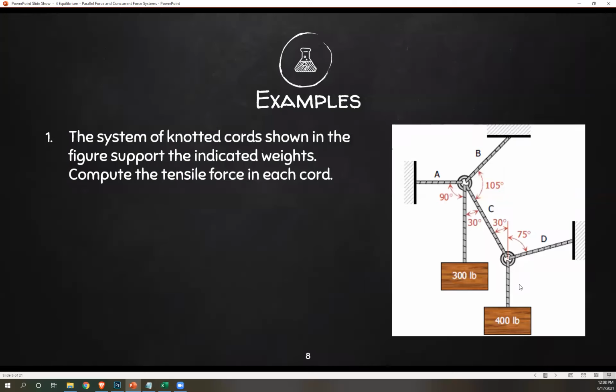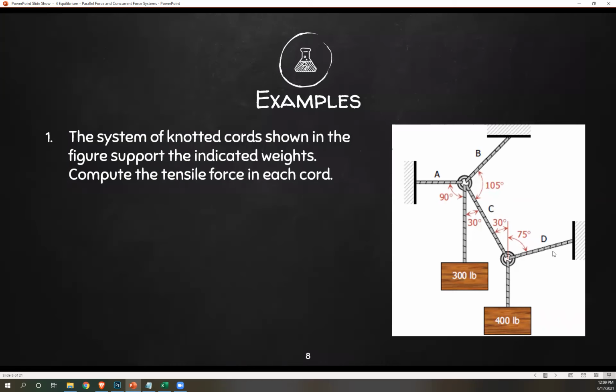Okay. So in actual, all of our systems are in equilibrium, or most of our examples are actually in equilibrium. This means if you analyze this system, it shouldn't move. Whenever a system's not moving or there's no given motion, automatically that system is in equilibrium. So this is how we're analyzing that. You have a system of knotted cords. The goal is to compute the tensile force in each cord. So you have cord A, B, C, and D.